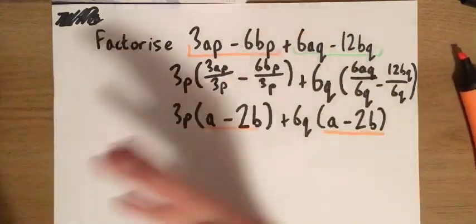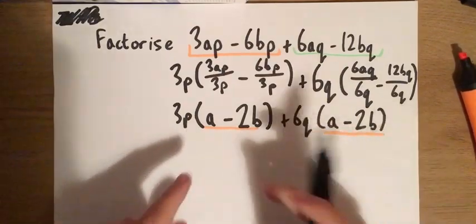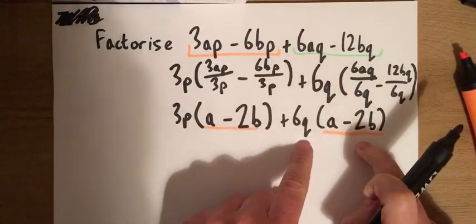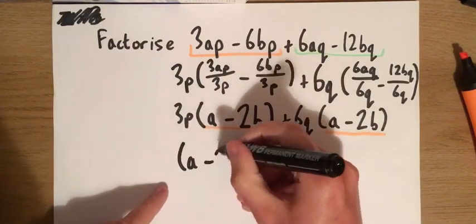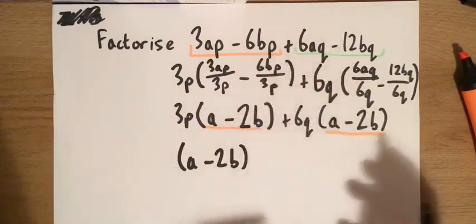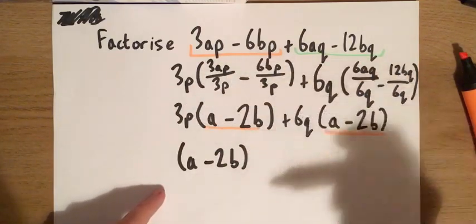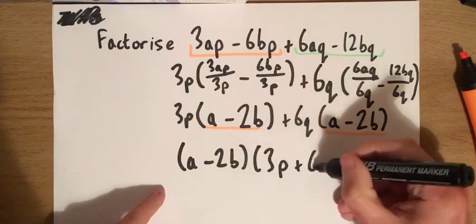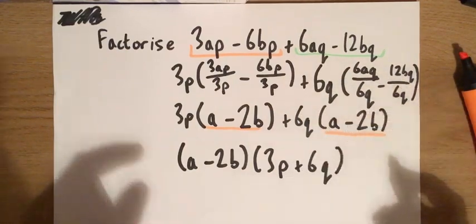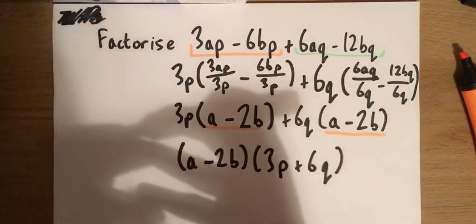So I'm going to factorize that repeated bracket out. So it's common to both terms. I can't divide both of these by a minus 2b. And when I factorize that out, I'm left with the 3p plus 6q. And again, if you were to multiply that out, you will get back to that question.